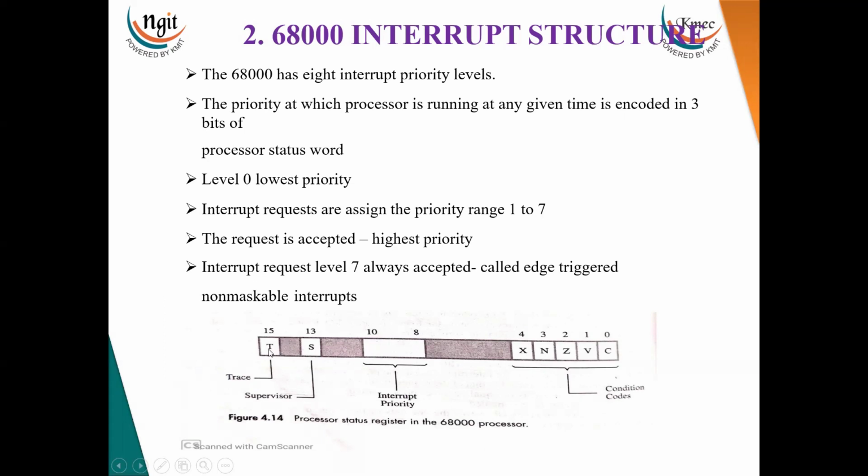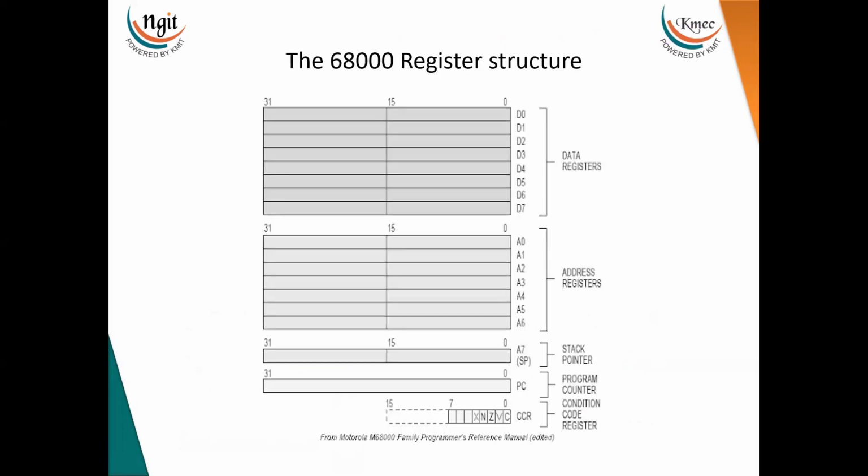Again here, it has the trace and the supervisor mode. If the trace bit is equal to 1, we can execute the program in trace mode, which means line by line execution can be done. If the S bit is equal to 1, we can operate the system in supervisor mode. If the S bit is equal to 0, we can operate in user mode. And here are the conditional flags: C is the carry flag, V is the overflow flag, Z is the zero flag, and N is the negative flag. X is not defined. So these are the conditional flags.